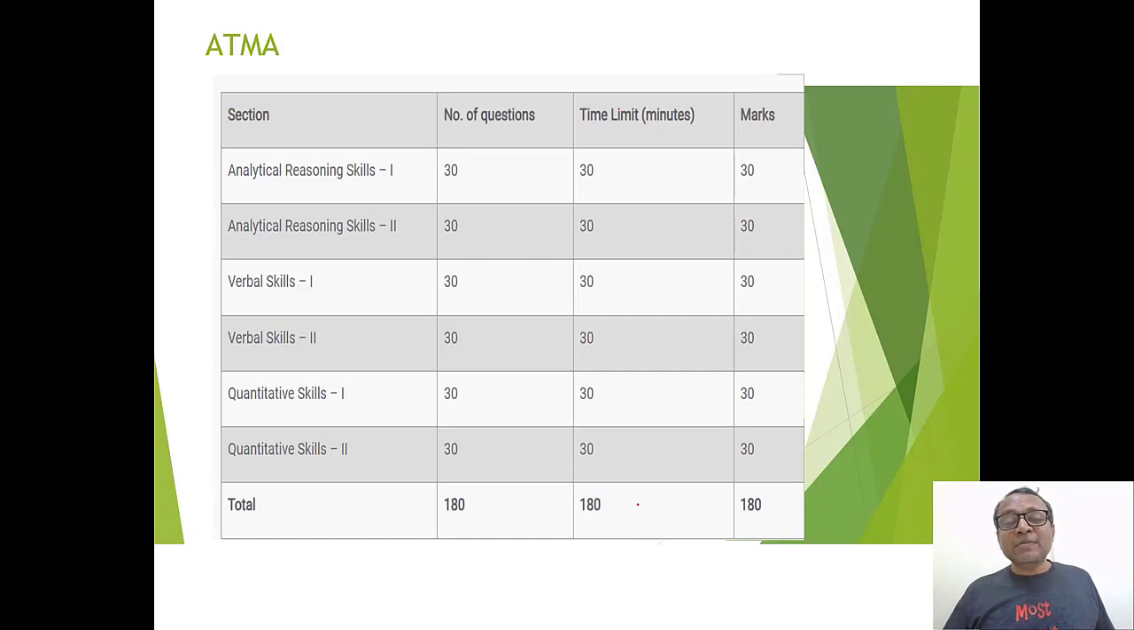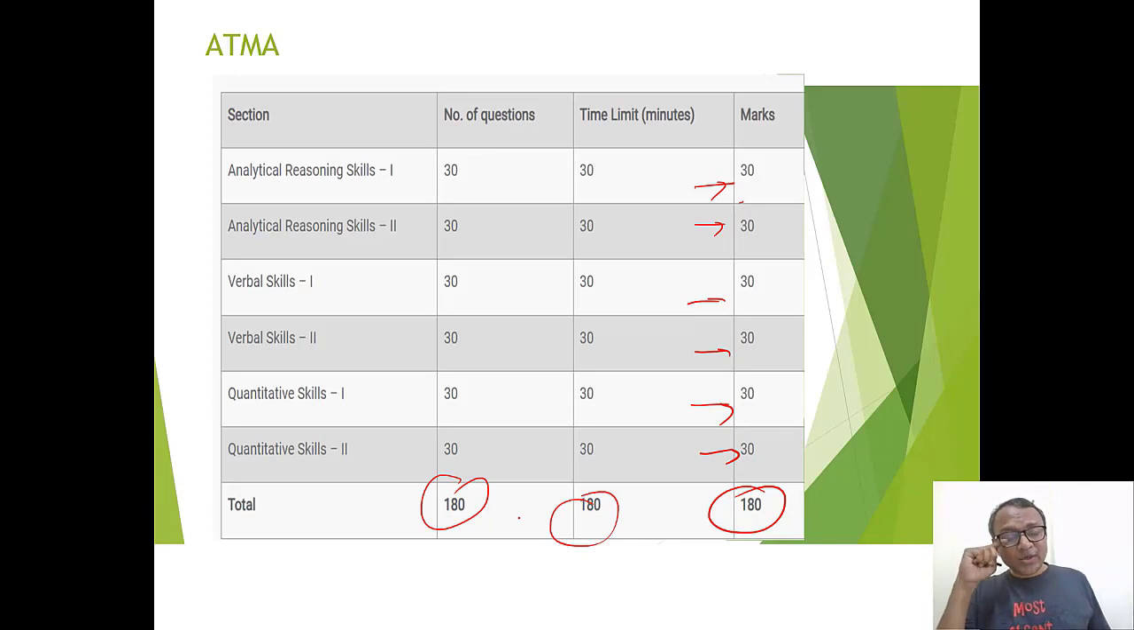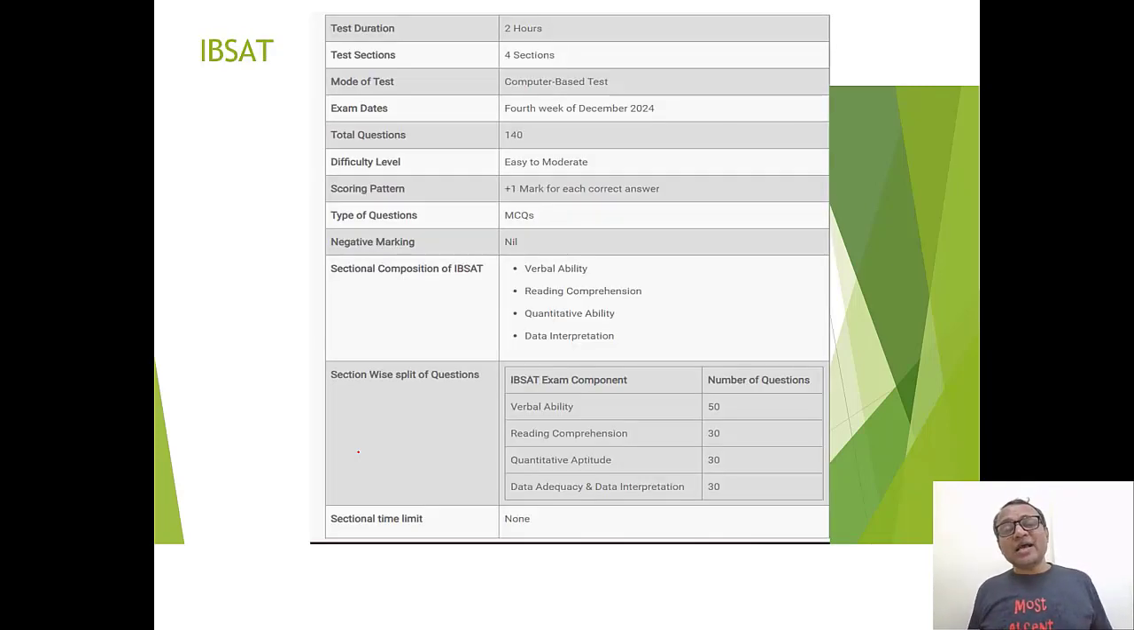ATMA has 180 minutes in total, with different sections of 30 minutes each, and 180 questions in all. So 30 minutes, 30 questions per section. You will have 2 sections of analytical reasoning, 2 of verbal skills, and 2 of quant skills. ATMA is again an all India exam. Top colleges don't accept ATMA, but there are a lot of other colleges which do. Among B and C grade colleges, you can look at those options.